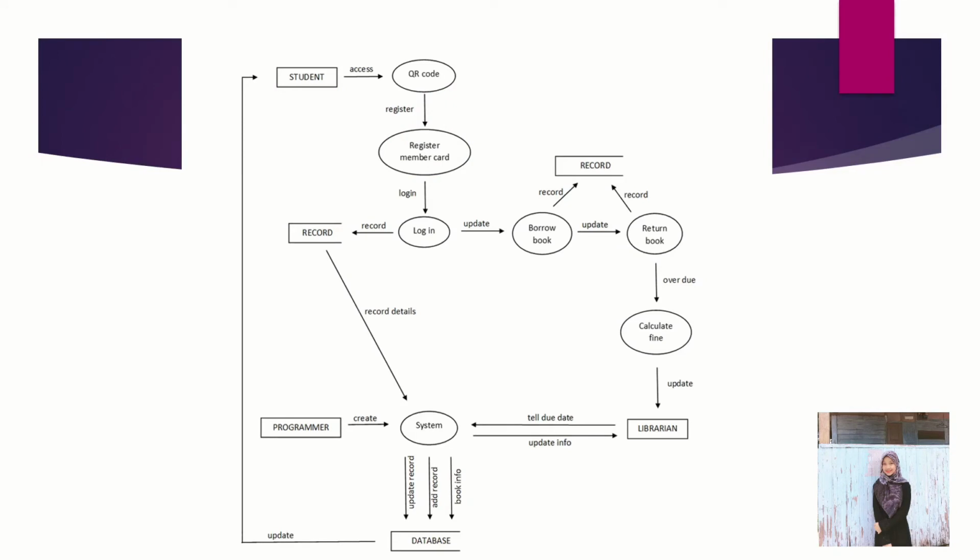In the data flow diagram below, we can see students should access the QR code to log in to the system. In that case, students can register as a member to get a member card and facilitate login. All the login details will be stored in the data store called record. When students have a member card, students will be able to borrow books and use the system.